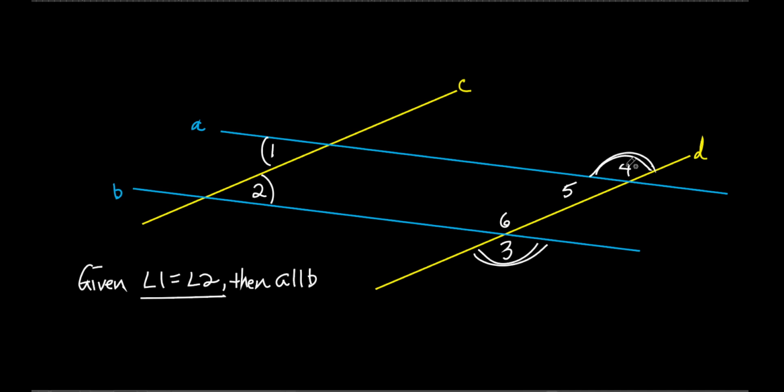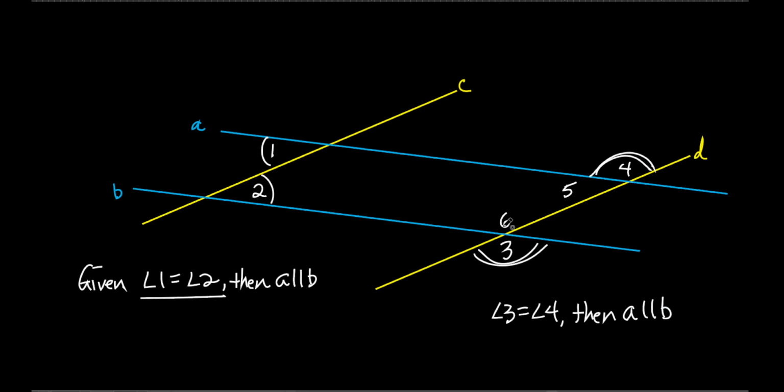They're alternate exterior angles, okay? They're alternate exterior angles, and they told you that they're equal to each other. They told you that angle 3 is equal to angle 4. Then what must be true if 3 and 4 are equal to each other? Line A must be parallel to B, all right?